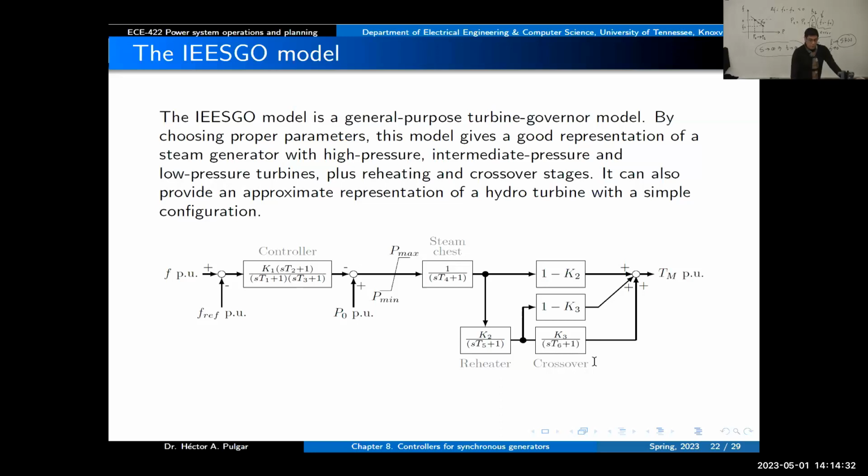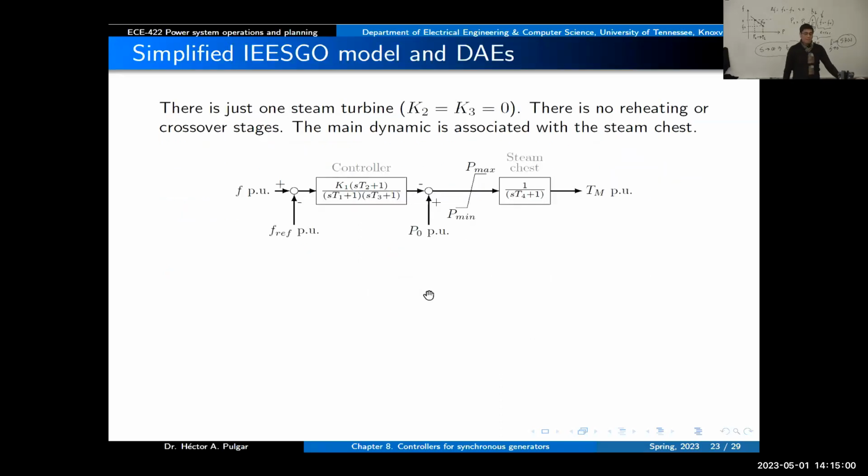What is going to be the reduced version? We're going to assume that we don't have a reheater and we don't have crossover. So basically, we have one high pressure turbine, and the main dynamics we're going to retain is the one from the steam chest. So K2 is going to be 0, the same as K3. K2 and K3 will be 0. So we will just have the steam chest in that description. So that's the model that we are going to review.